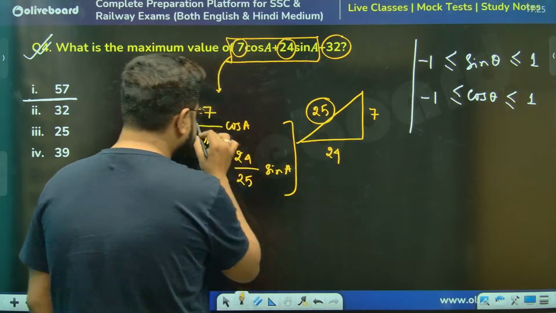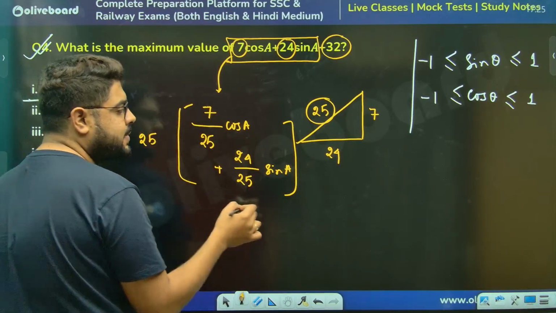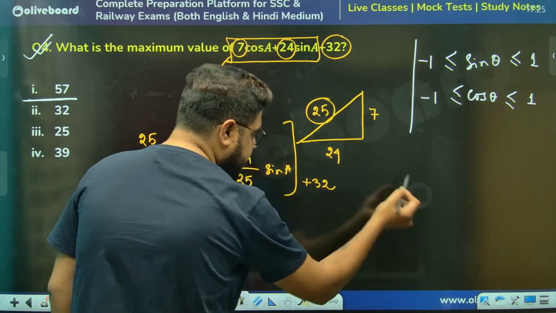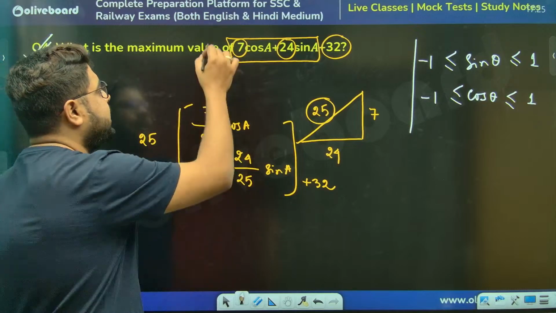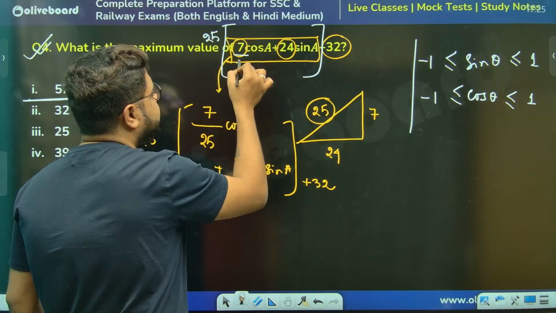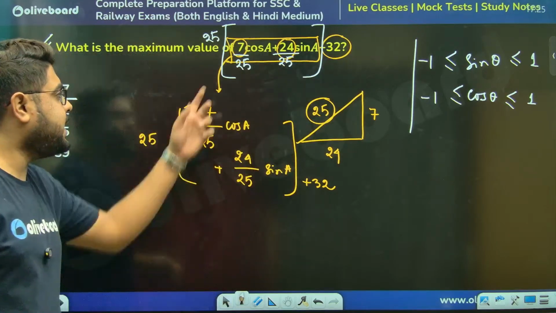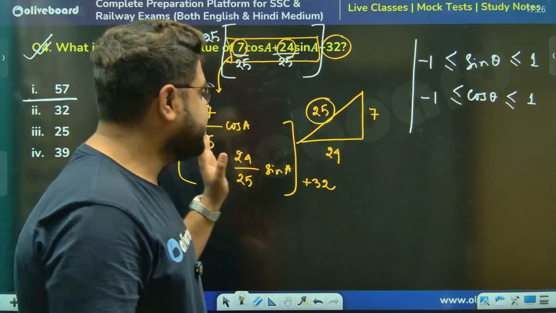Can I write it like this now? If I'm dividing by 25, I must multiply by 25 as well. And the last one, plus 32, is also there. Everyone, this line is clear, sir? From this line, what I've done is I've taken 25 common, meaning I have divided by 25 here and multiplied by 25 here. Works, na, sir? That is what I have just written.